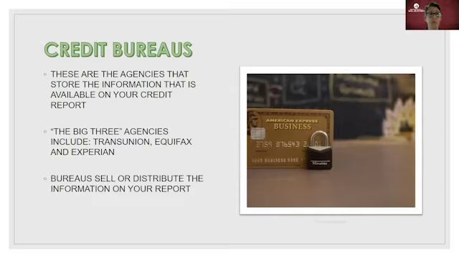Okay, so now we're going to talk about credit bureaus. Those are those places that report everything, that will get the reports. So these are the agencies that store the information that the lenders report to. So if you have a credit card and you've been paying everything on time, they're going to report to the credit bureaus. And the credit bureaus are going to save all that information forever. So all this information is going to be available on your credit report. So these big three agencies are the ones that store your credit reports. Those include TransUnion, Equifax, and Experian.